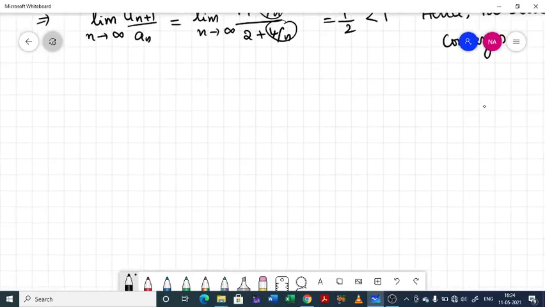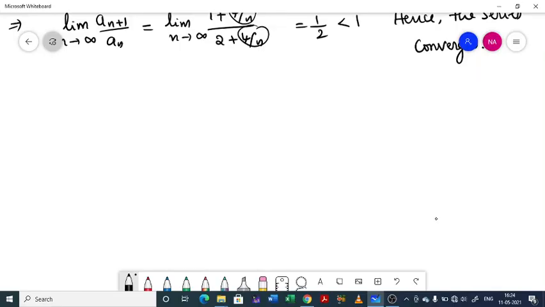Now problem F. The statement is 1 plus 3 by 1 factorial plus 3 power 2 by 2 factorial plus 3 power 3 by 3 factorial plus and so on. Solution.